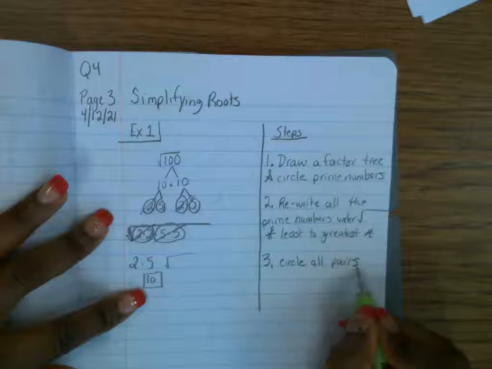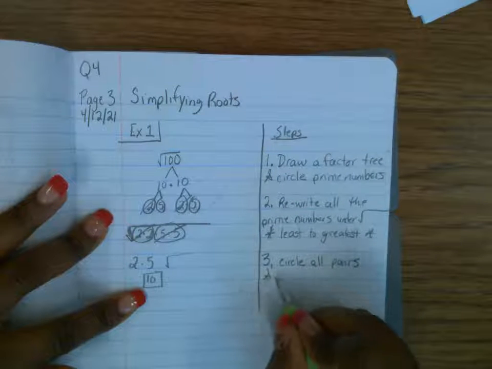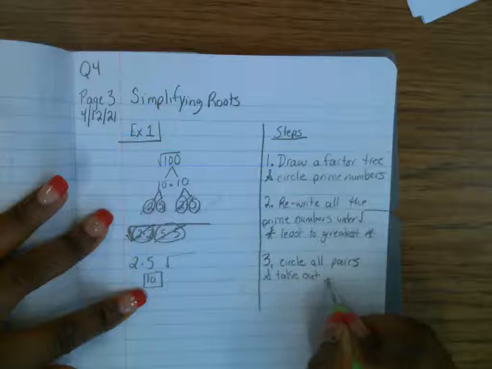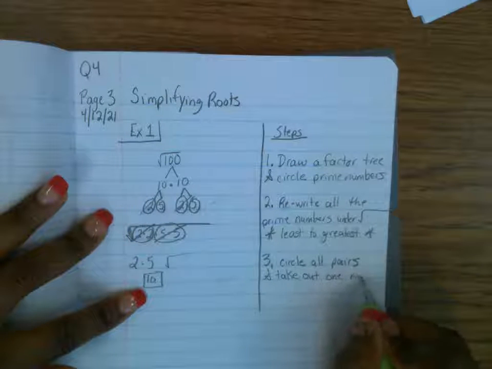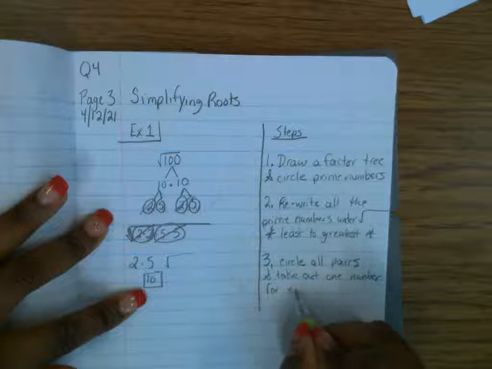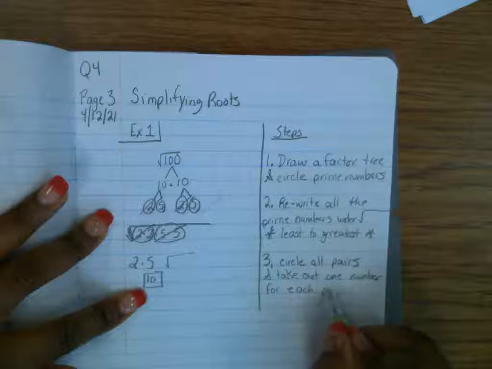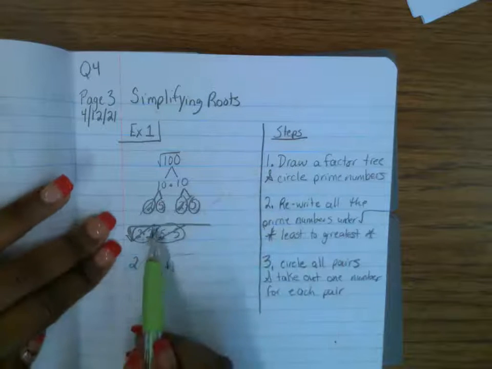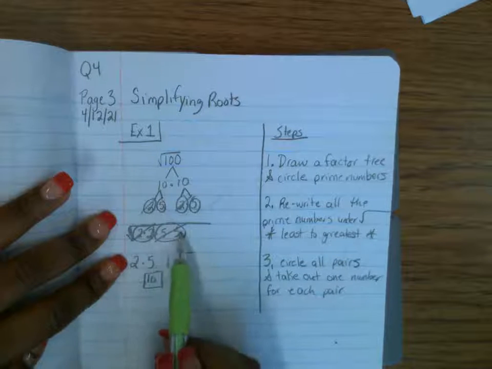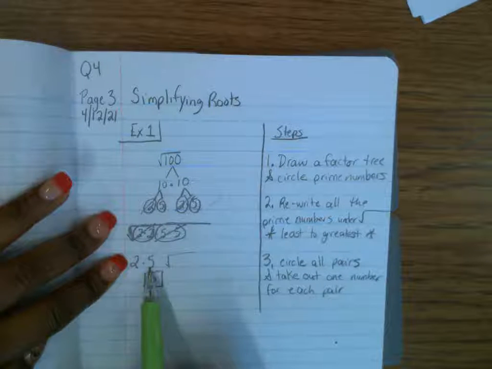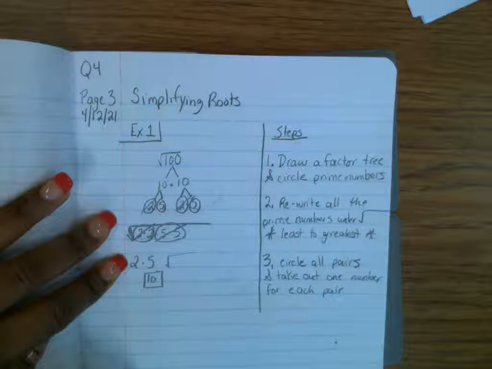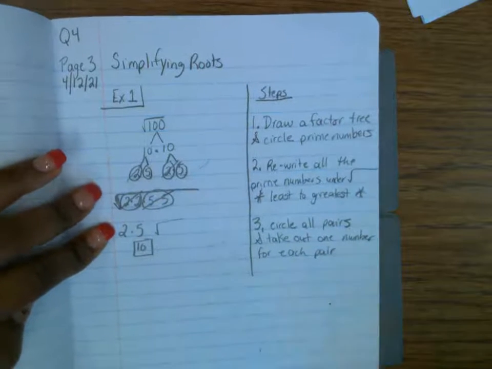So you're going to circle your pairs. I'm going to use the and symbol. And what we do is take out one number for each pair. Okay? So for this pair of 2, I take out 1, 2. And for this pair of 5, I just take out 1, 5. All right? Any questions so far?